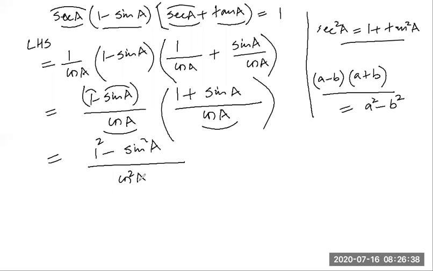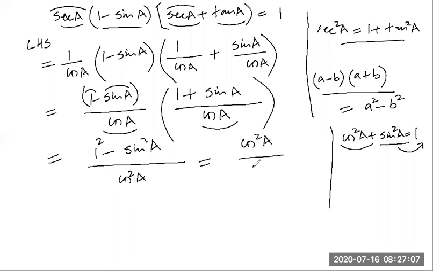Now students, this is 1 minus sin square A. According to the first trigonometric identity, cos square A plus sin square A is equal to 1. And what about 1 minus sin square A? If I take sin square A to the other side, it is equal to cos square A. So this is cos square A by cos square A. It will cancel. So the answer is 1.